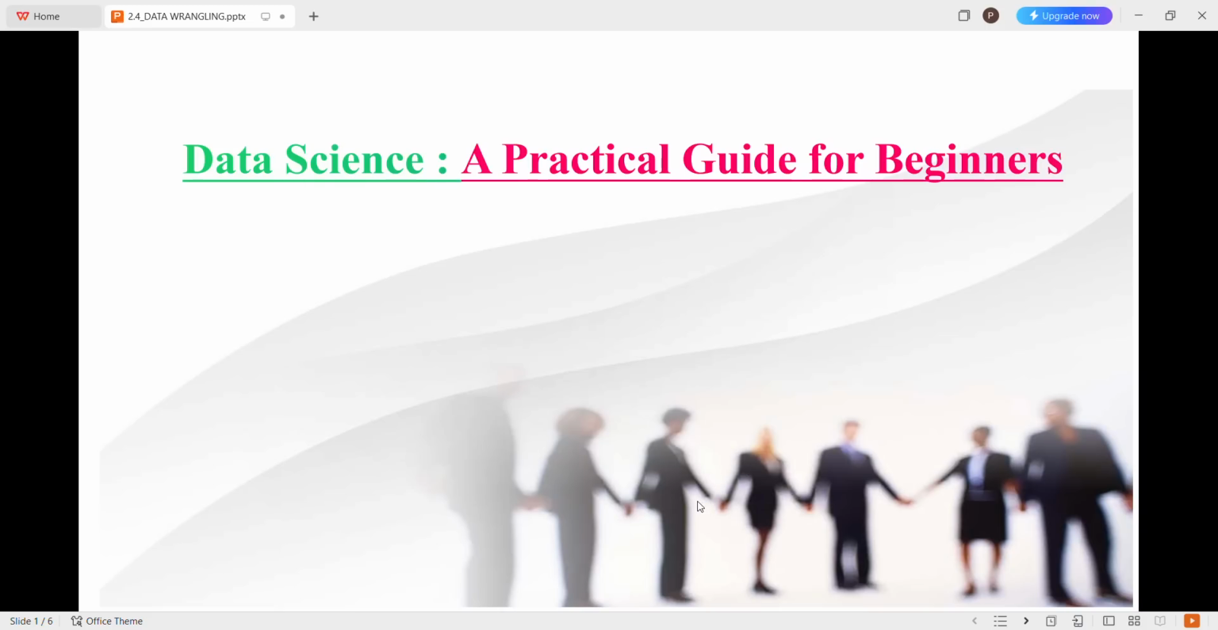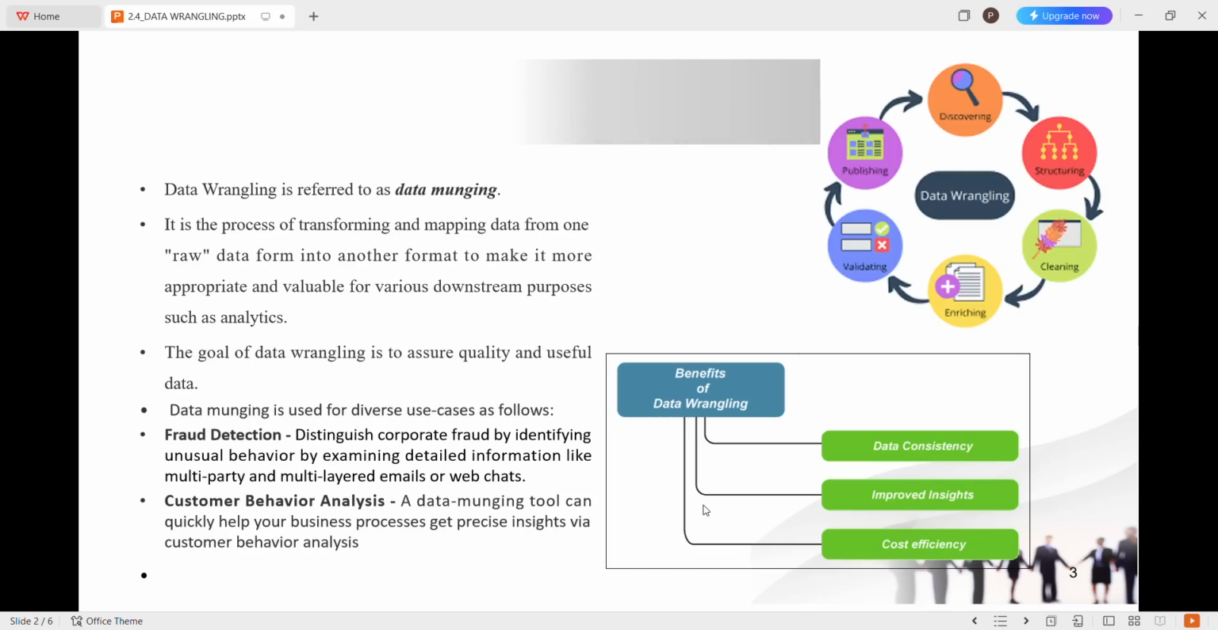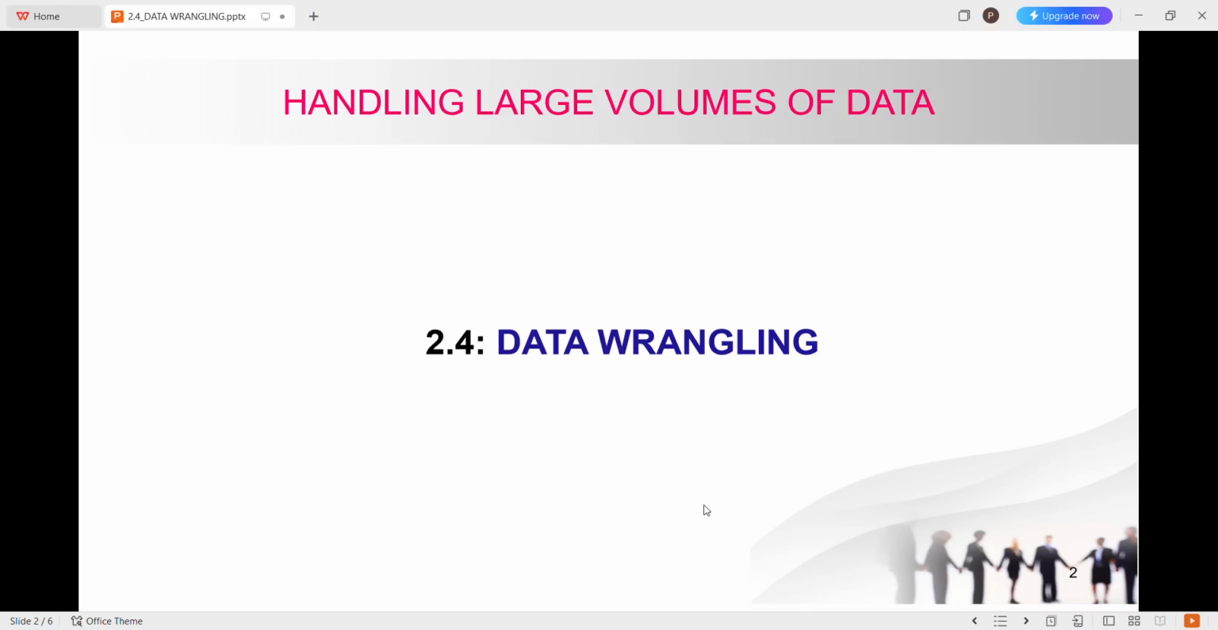Data Science, a practical guide for beginners. In today's session, we will be seeing about data wrangling. In the last session, we saw the general programming tips for handling large volumes of data.